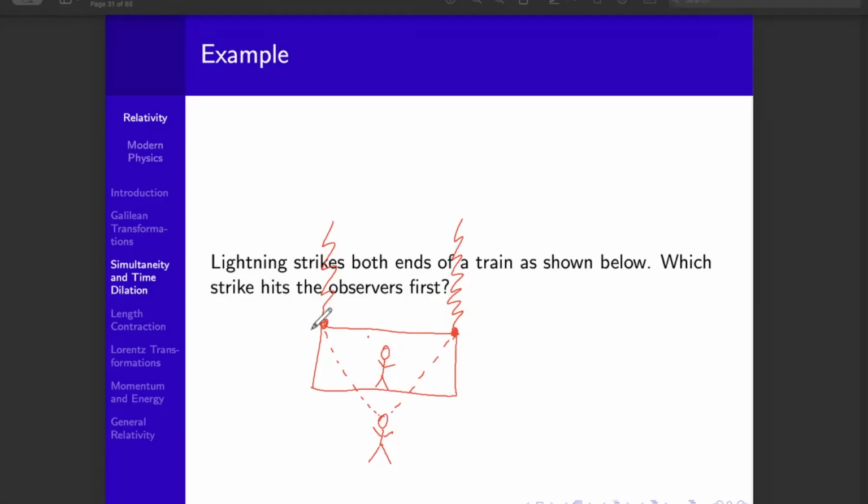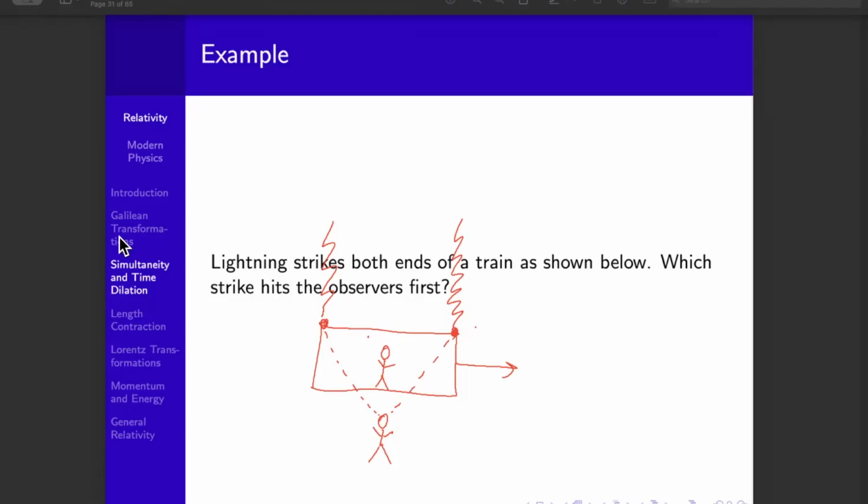You would also probably say that the same thing happens to the observer inside of the train, because both of these distances are approximately the same. Light again moves at the same speed, so that should take the same amount of time. But then, when you change the situation slightly, things become a little bit more complicated. What happens when the train is moving, for example? So the train is moving, lightning strikes both ends as shown, again to a stationary observer at the same time. Well, which one's going to reach the observer first?